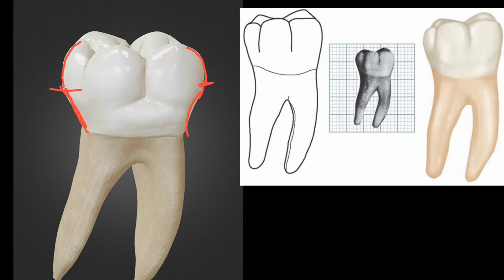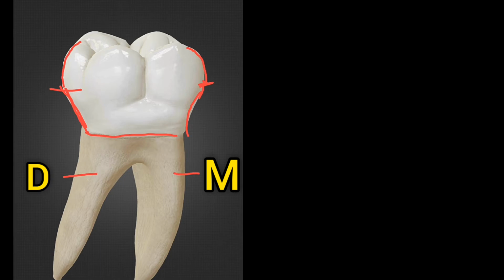Also, the cervical line is irregular, so this cervical line seems a little bit irregular in this tooth, and both roots are visible, that is mesial and distal. This is the mesial root, this is the distal root, and the point of bifurcation is 3 mm below the cervical line. So the distance from the cervical line up to the point of bifurcation is 3 mm.